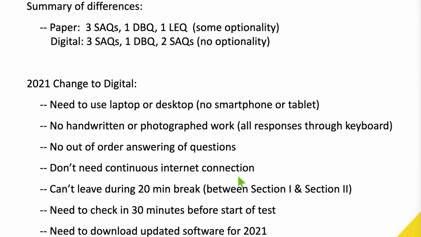Last year, you needed a continuous internet connection. So if your internet crashed partway through, you were in trouble, and there were some people that got upset about it. This year, if you start your test, you need an internet connection when you start your test. If you lose your internet connection, you can still continue. And then as you're ending your test, you will need an internet connection as well.